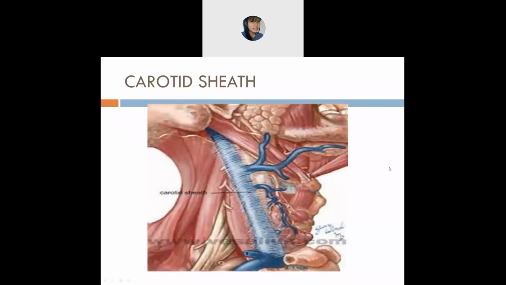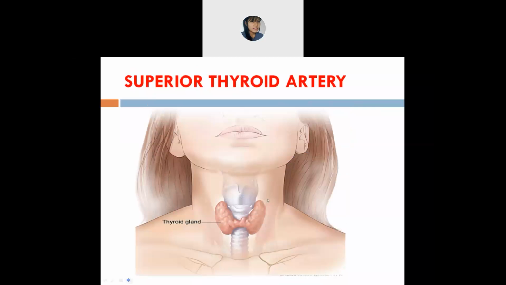Okay, Rashmi, can you tell me, the superior thyroid artery supplies where? Thyroid gland. Okay, very good. Very easy question, this one. So the thyroid artery supplies the thyroid gland. Okay.